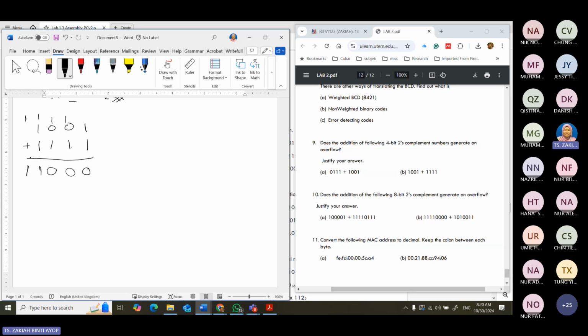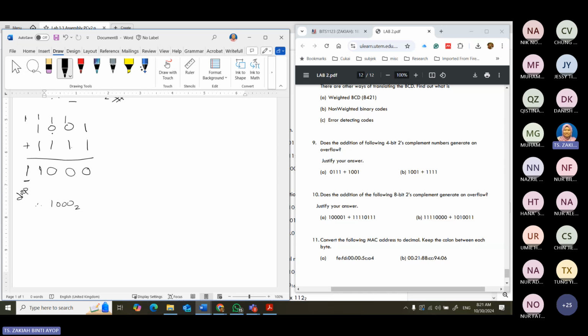Now we have 5 bits, right? And this one we need to drop, because the size of the 2's complement is 4 bits. So we drop this. Now what about the answer? It is 1000. So the answer should be 1000 base 2. So you just need to know, is this an overflow or not? If it's an overflow, you need to check.